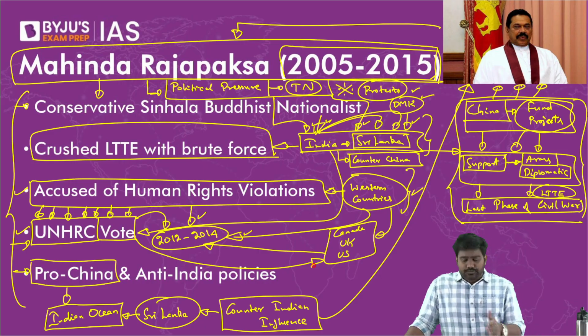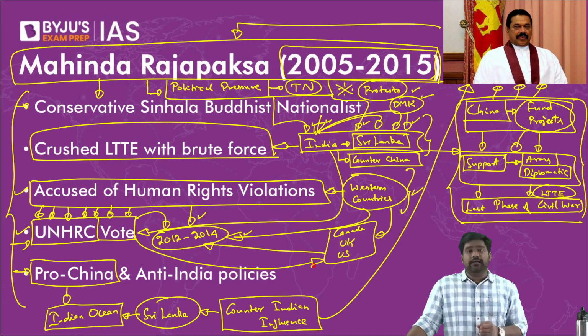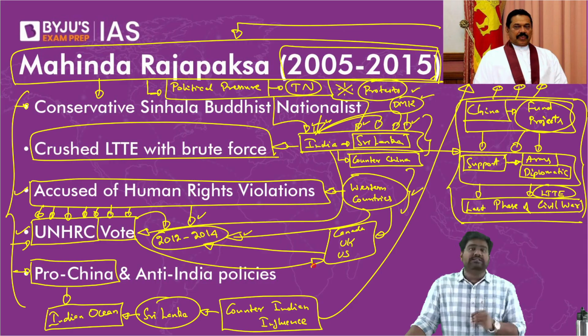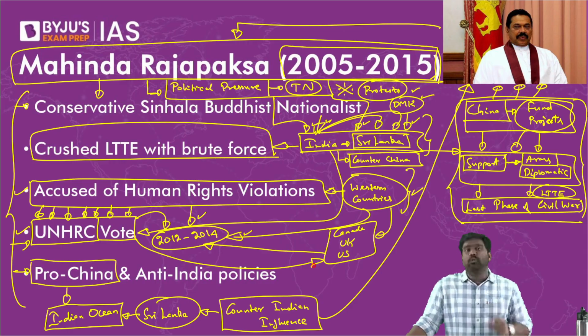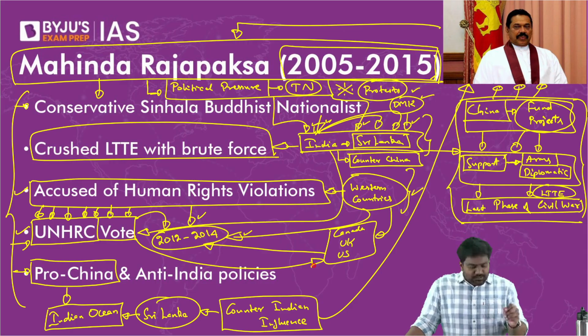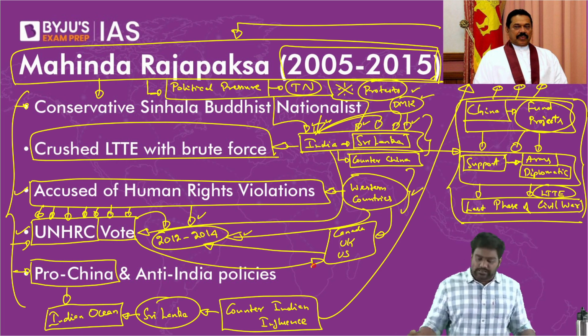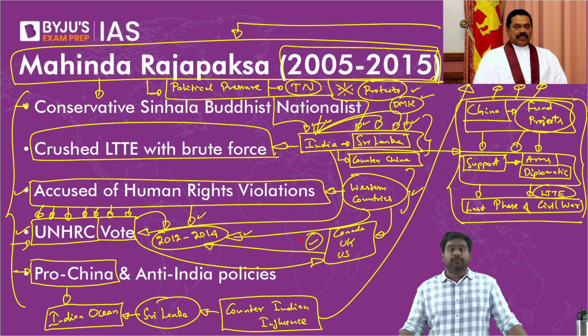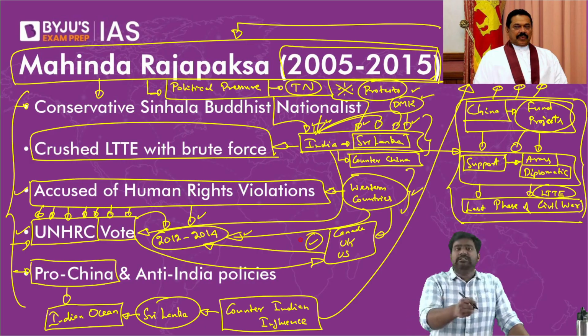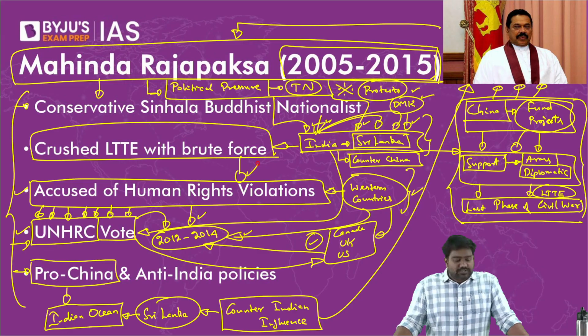But because of the political pressure from Tamil Nadu, especially from the coalition partner DMK, at the last minute, the Manmohan Singh government was forced to change the vote. At the last minute, we ended up voting against Sri Lanka and supported the Western resolution because Tamil Nadu parties were putting pressure on India to target the Sri Lankan government for human rights violations. So this became a dilemma for India. It became a challenging situation for India.